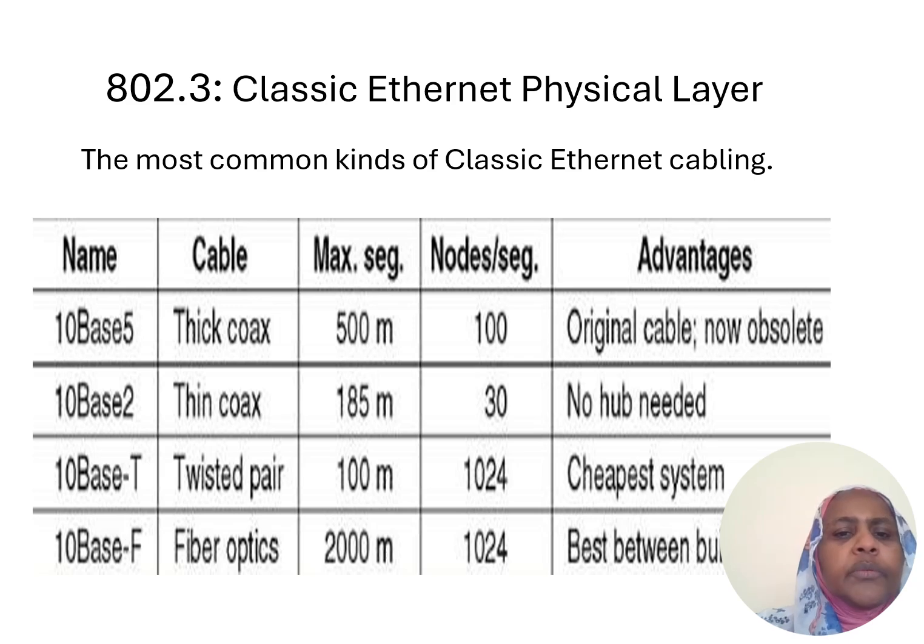10BaseT with twisted pairs runs for 100 meters and holds up to 1024 nodes, and it uses hubs. 10BaseF fiber optics runs up to 2000 meters and holds 1024 nodes per segment, and it's best between buildings.